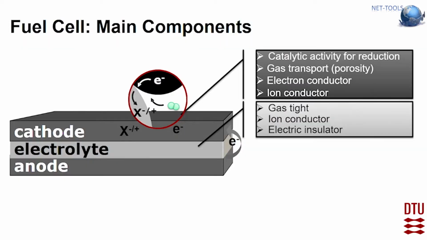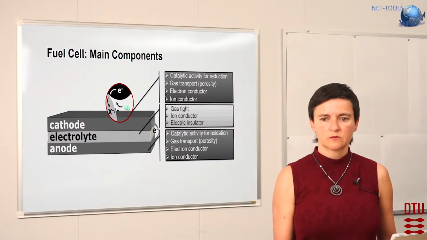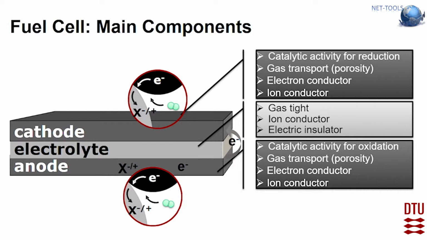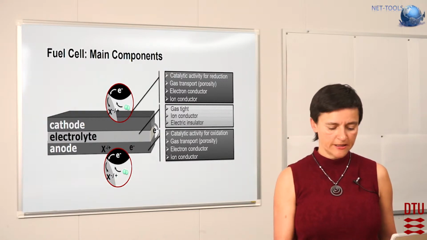And the same is also true for the anode side. You need some catalytic activity. Again, you need also gas transport, electron and ion conduction. And the same illustration goes also for the anode side. I will now present the detailed reactions for the different fuel cell types.